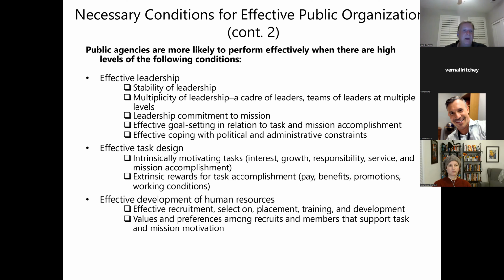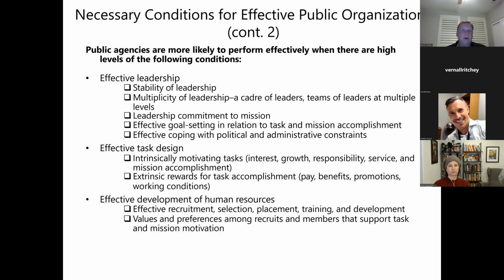You have to have an effective development of human resources. You have to have an effective recruitment, selection, placement, training, and development system. Values and preferences among recruits and members that support task and mission motivation. A couple of folks are talking about the problem the organization is onboarding and insufficient onboarding. This is what this is talking about.